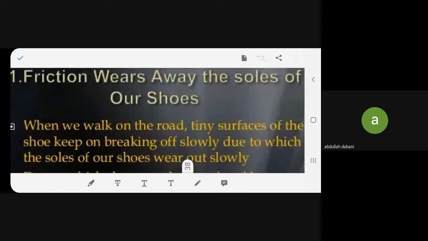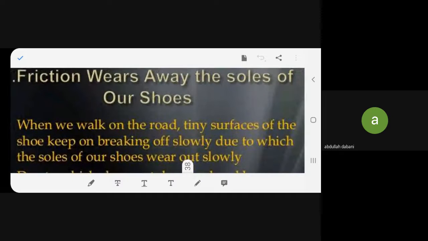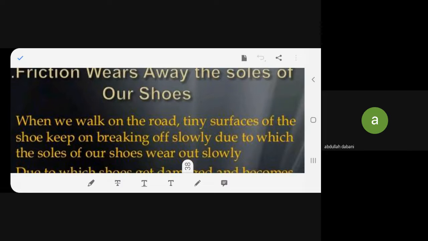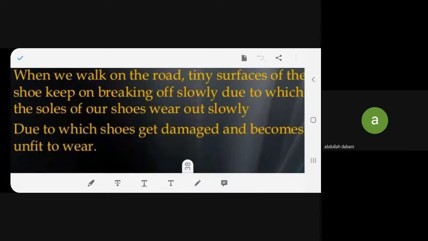Number 1. Friction wears away the soles of our shoes. When we walk on the road, tiny surfaces of the shoe keep on breaking off slowly, due to which the soles of our shoe wear out slowly, due to which the shoe gets damaged and becomes unfit to wear.